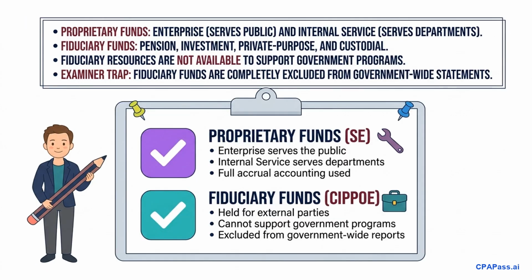Now let's look at proprietary and fiduciary funds, which both use full accrual accounting. Proprietary funds include enterprise funds, which serve the general public, and internal service funds, which serve other government departments. Fiduciary funds hold assets in a trustee or custodial capacity for outside parties, such as employee pensions or tax collections for another county. Because these fiduciary resources do not belong to the government and cannot support its programs, they are completely excluded from the government-wide financial statements. This is a favorite trick of examiners.